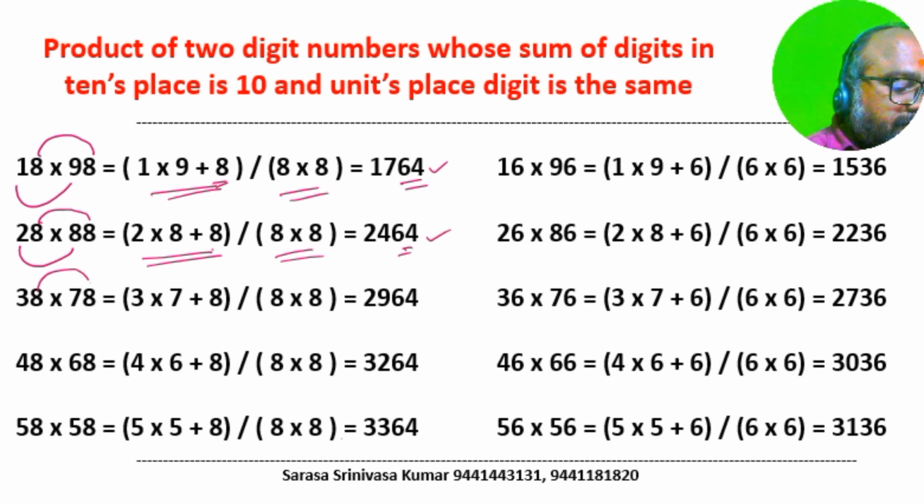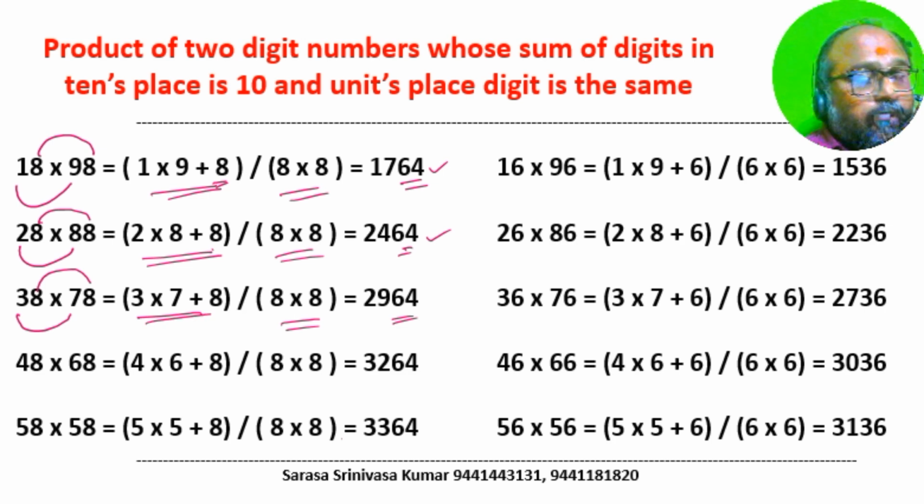Multiply units place digits 8 into 8, 64. Multiply the tens place digits 3 into 7 plus units place digit 8, 21 plus 8, 29. So answer is 29, 64.